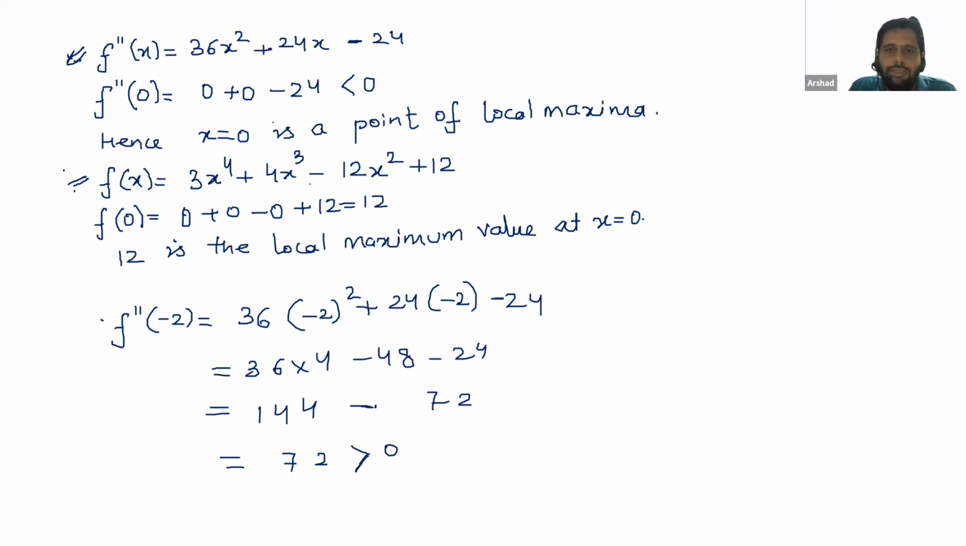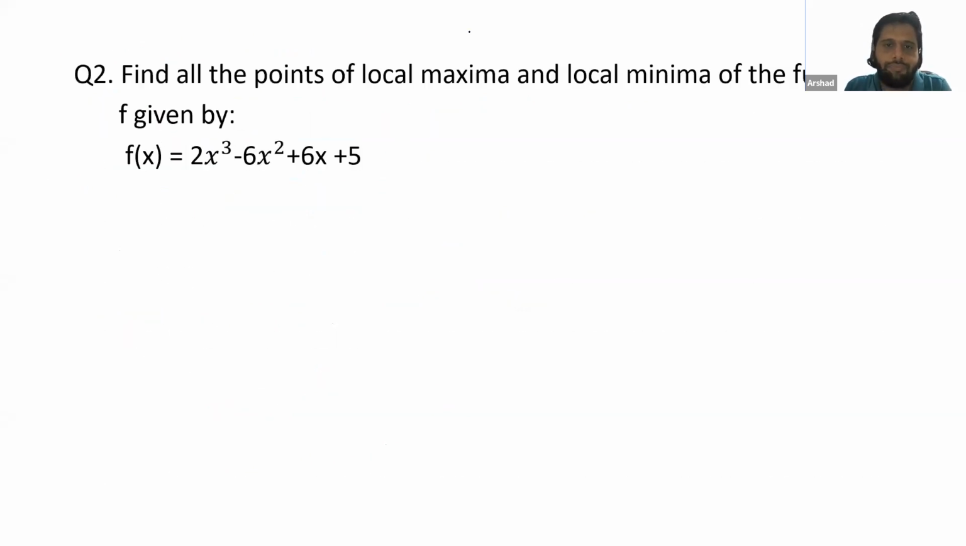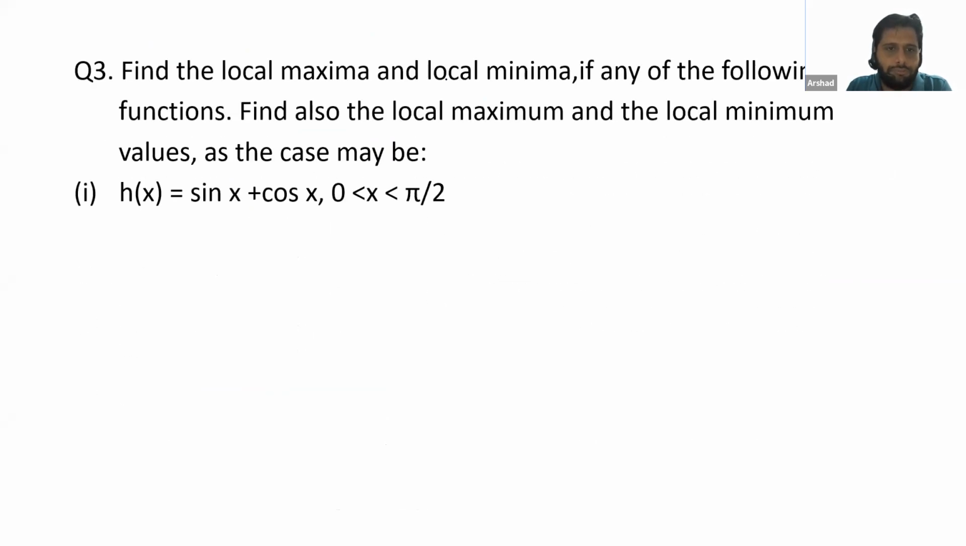So I hope this is now clear to everyone. Now we will start the next question. Next question is find all the points of local maxima and local minima of the function given by this. Leave this question because there is a point of inflection. Okay, this is a very good question. So Fahad and Zed, please try this question on your own. In the meantime, I will explain this to Umair.